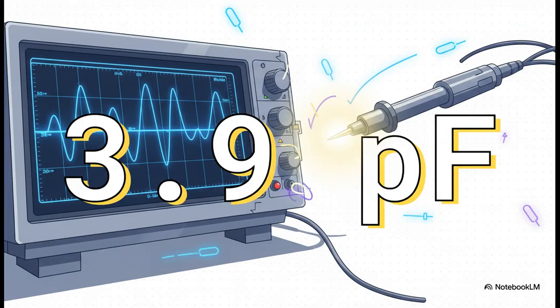So this is it. This is the big aha moment. When you're looking at probes, don't just get hypnotized by the bandwidth number. Look for the input capacitance. Find this number. Anything under 4 picofarads, like this 3.9 pF example, is going to show you what's actually happening. This is the spec that solves the mystery.